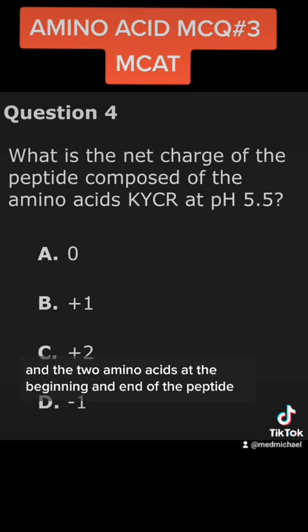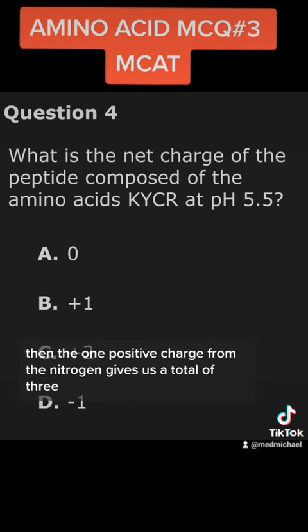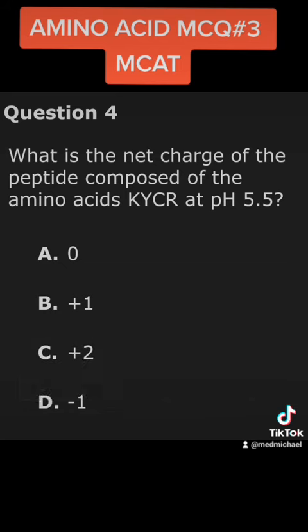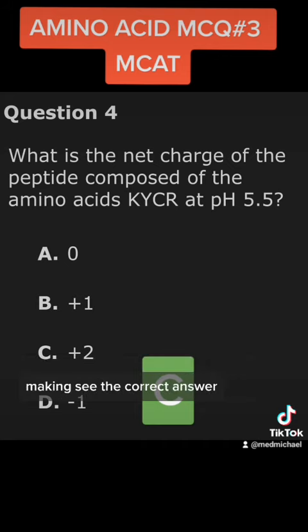And the two amino acids at the beginning and end of the peptide, lysine and arginine, are also going to have 2 positive charges. So we have the 2 positive charges from the amino acids, then the 1 positive charge from the nitrogen gives us a total of 3. Then from the carboxy end, we have a negative charge. So that's going to give us a total net charge of 2, making C the correct answer.